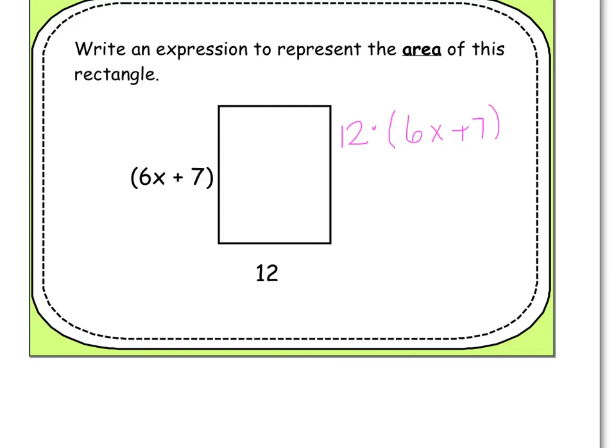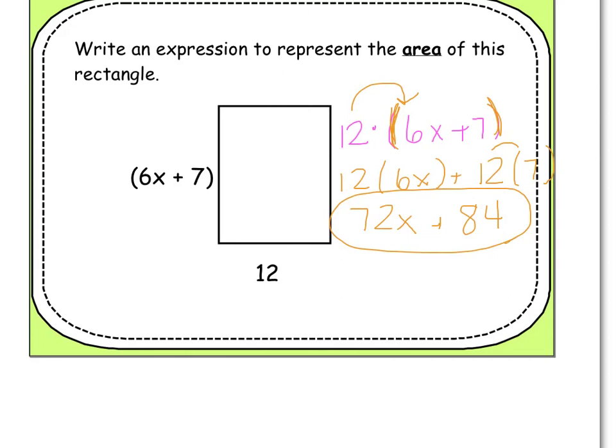So we'll notice that the 12 wants in. So we have to do 12, shaking hands with the 6x, and then the 12, shaking hands with the 7. When we multiply 12 times 6x, we get 72x, and when we do 12 times 7, we get 84. That would be our final answer, and we cannot add them together because this one has an x, and this one does not have an x. So this would be our final answer.